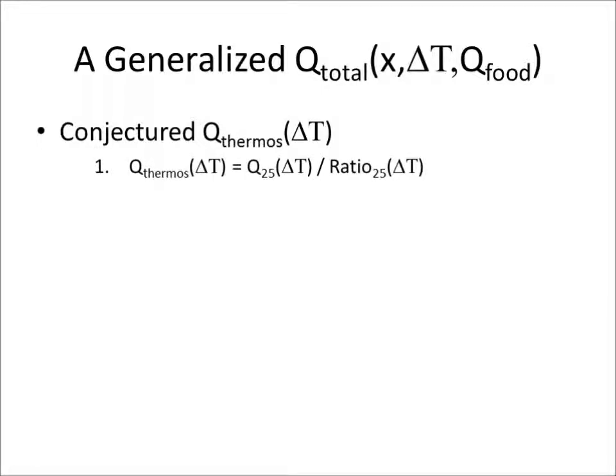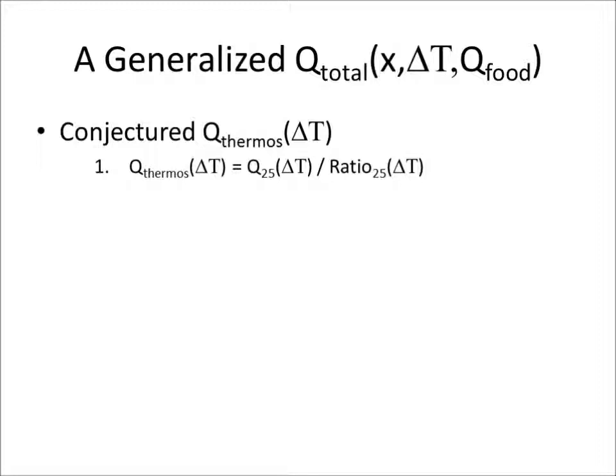Really what I had wanted was to derive a function like this, where for any food and time and delta T, we could determine the number of joules needed to cook that food. I conjectured that we could start by deriving the number of joules needed for heating up the thermos itself by dividing our baseline function by the ratio.